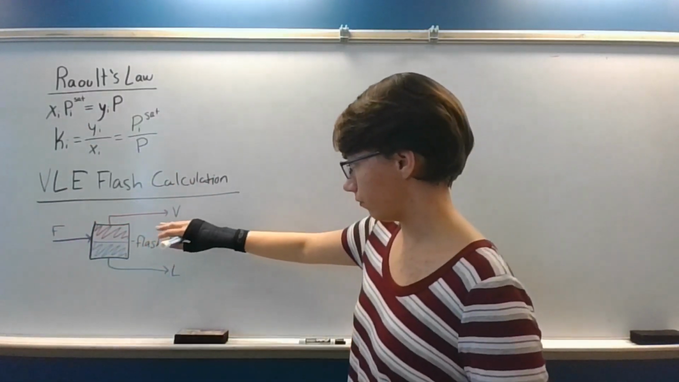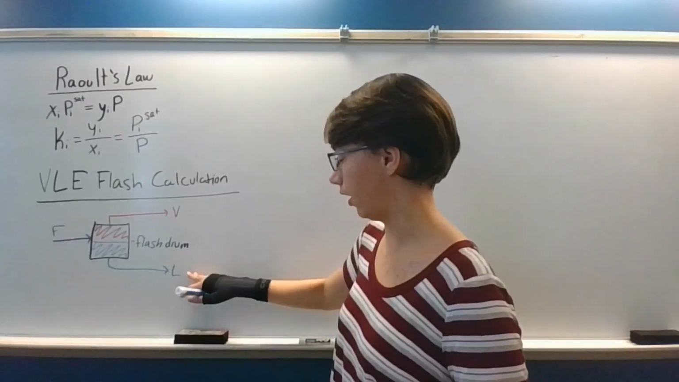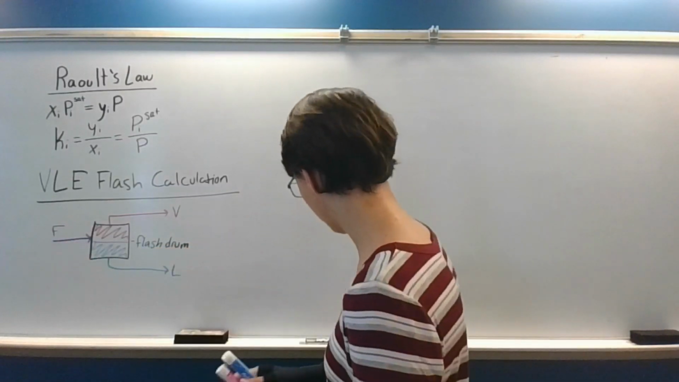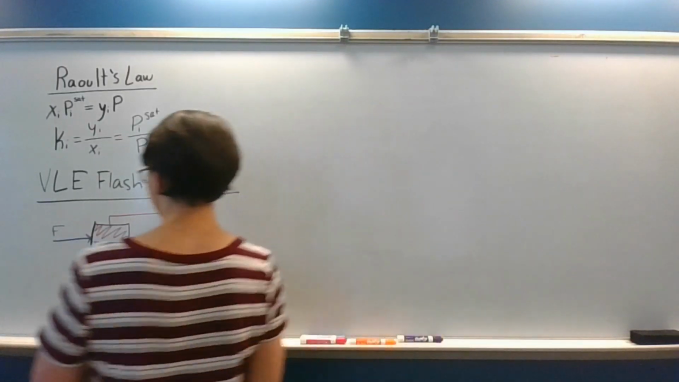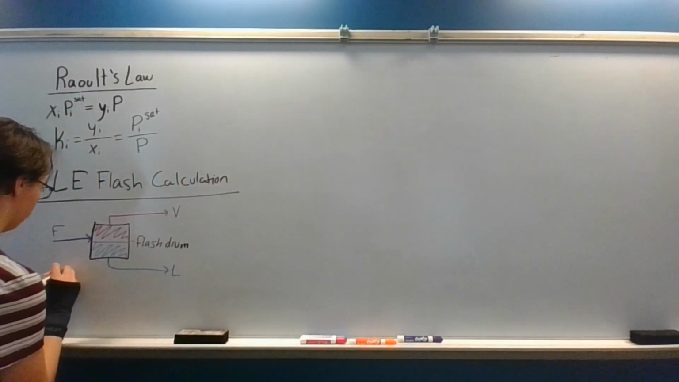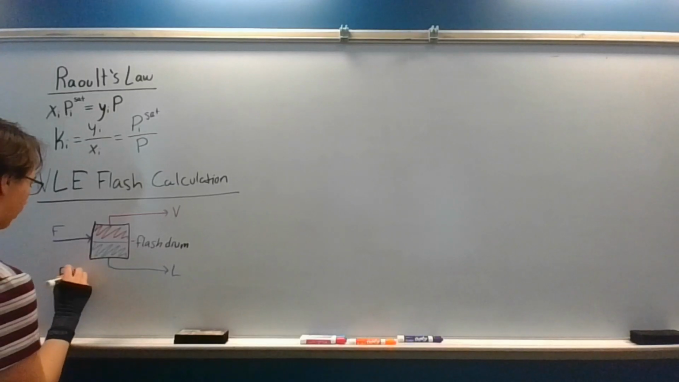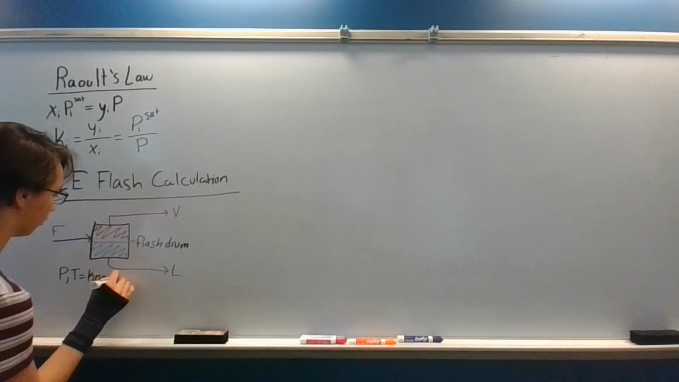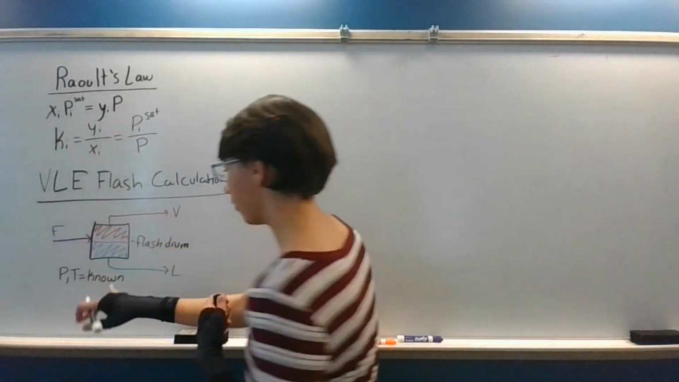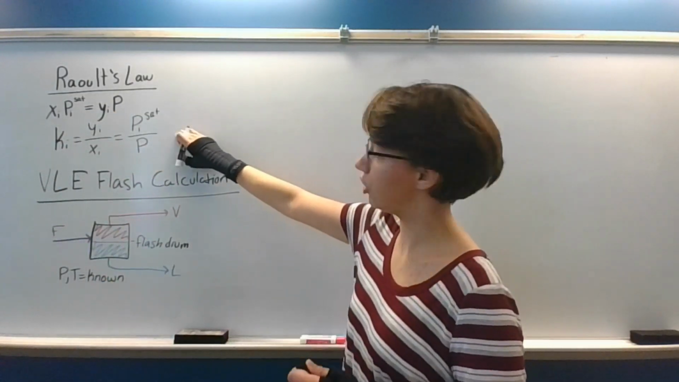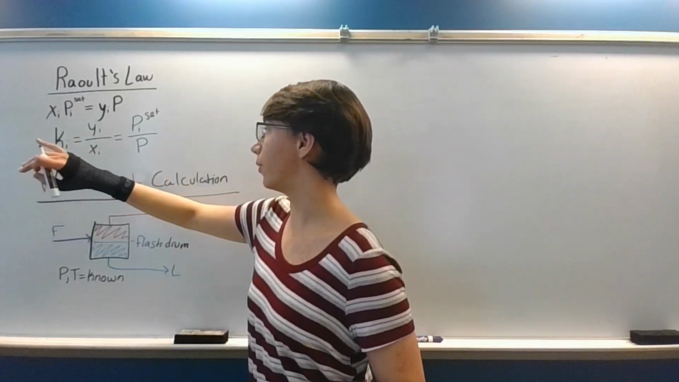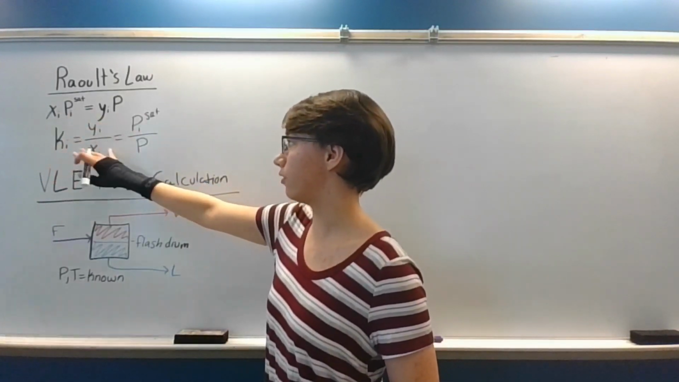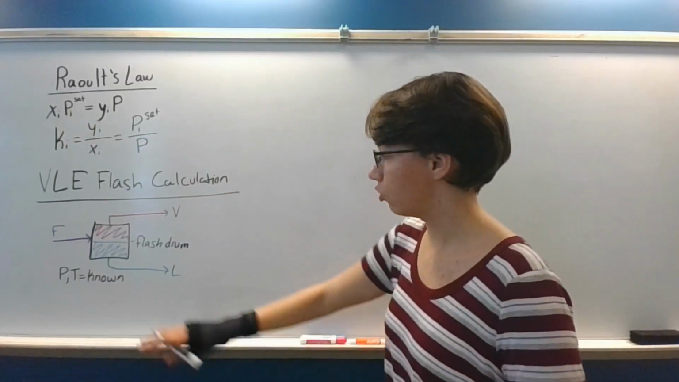So this is just a way to separate things. We're going to know what feed is coming in, and we're also going to keep the pressure and the temperature of the system constant. So we're going to know those. And since we're going to know those, as I said before, we're going to know this ratio up here, Ki, which is the ratio of moles in the vapor phase to moles in the liquid phase. So we're going to know that.